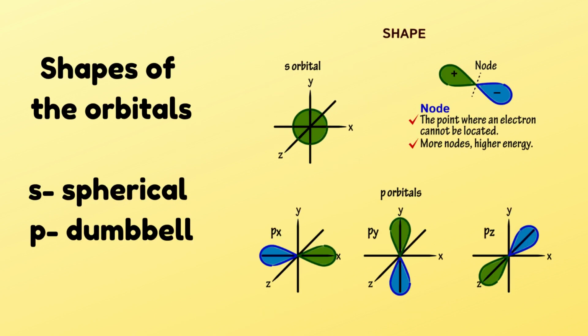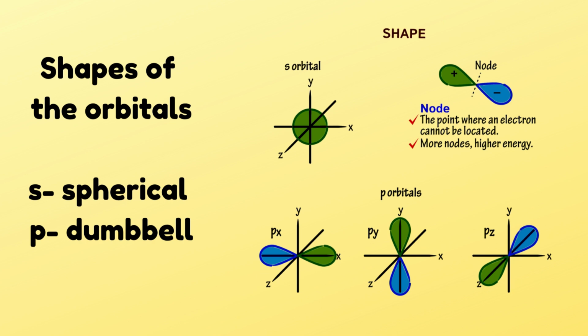And you should know the shapes of s and p orbitals only, no need for d and f. Only these 2 are mentioned in the syllabus, so we focus on s and p orbital shapes. The s orbital is spherical in shape, as you can see here, and p orbitals are dumbbell in shape. This is a dumbbell shape.